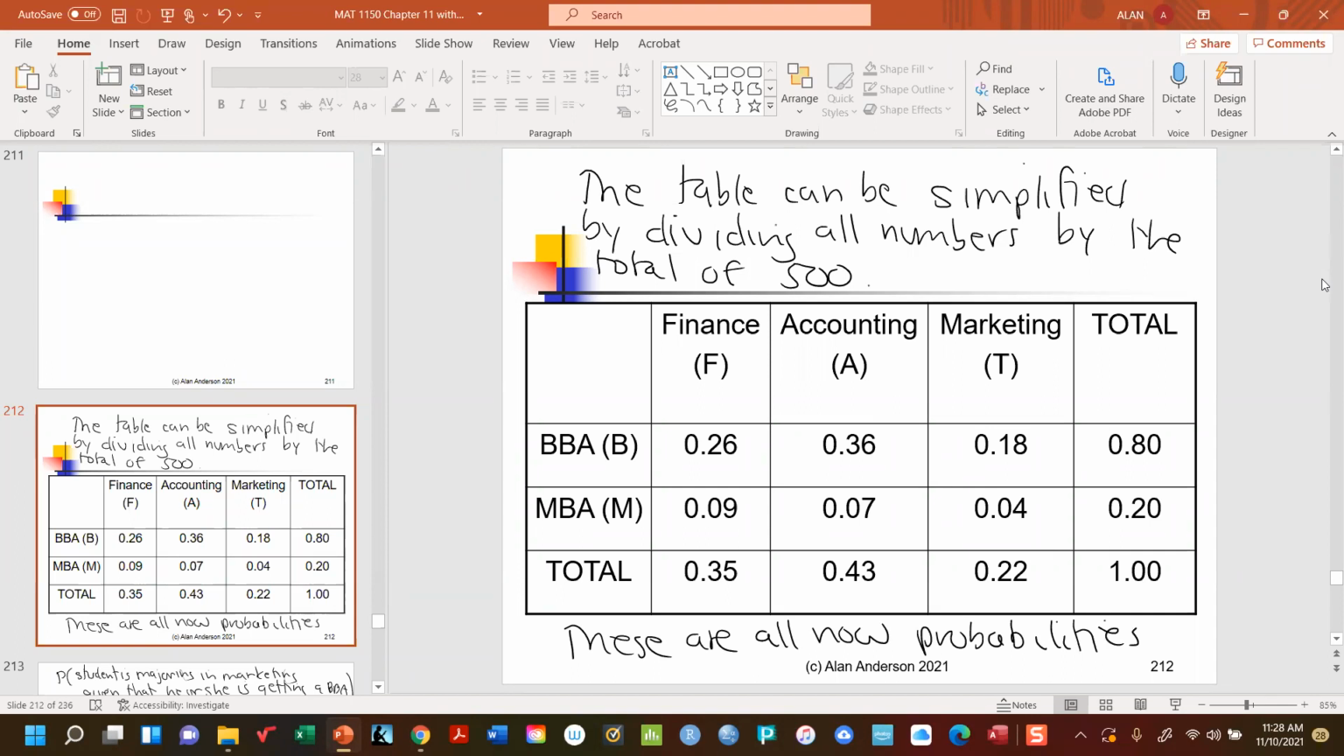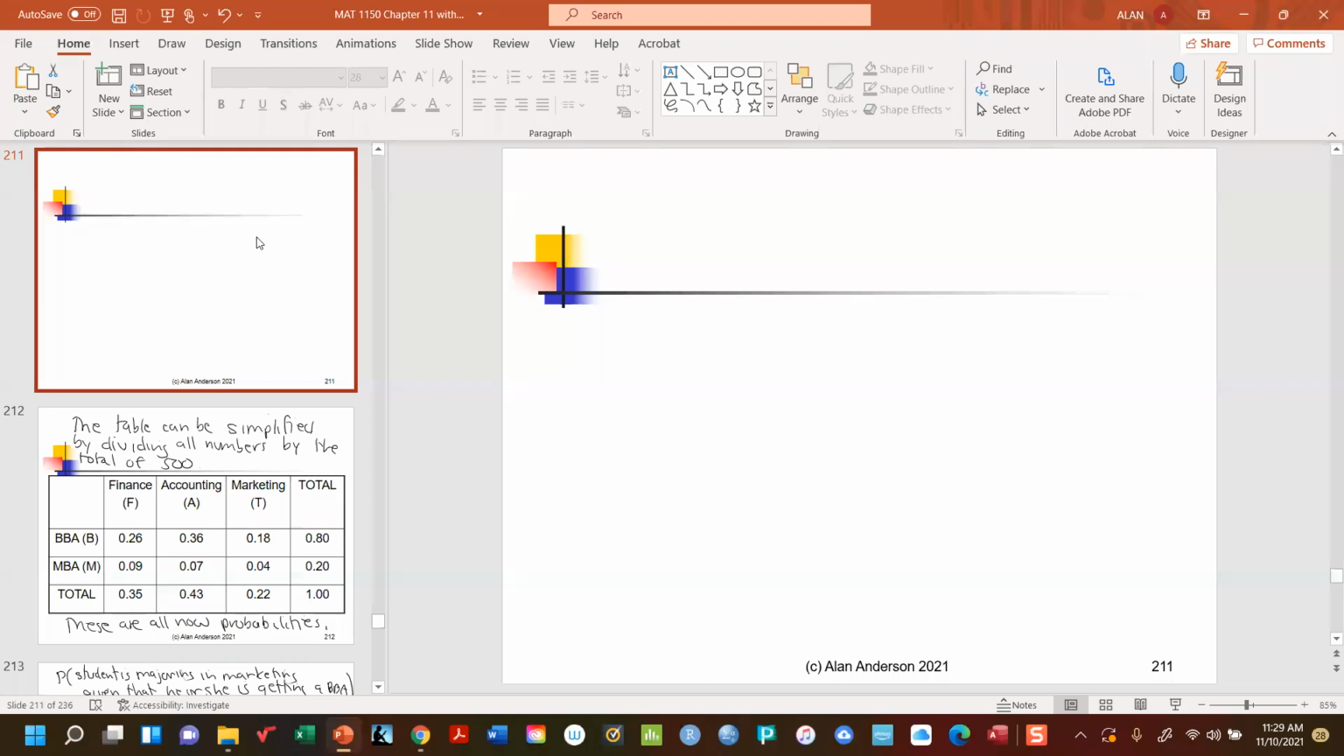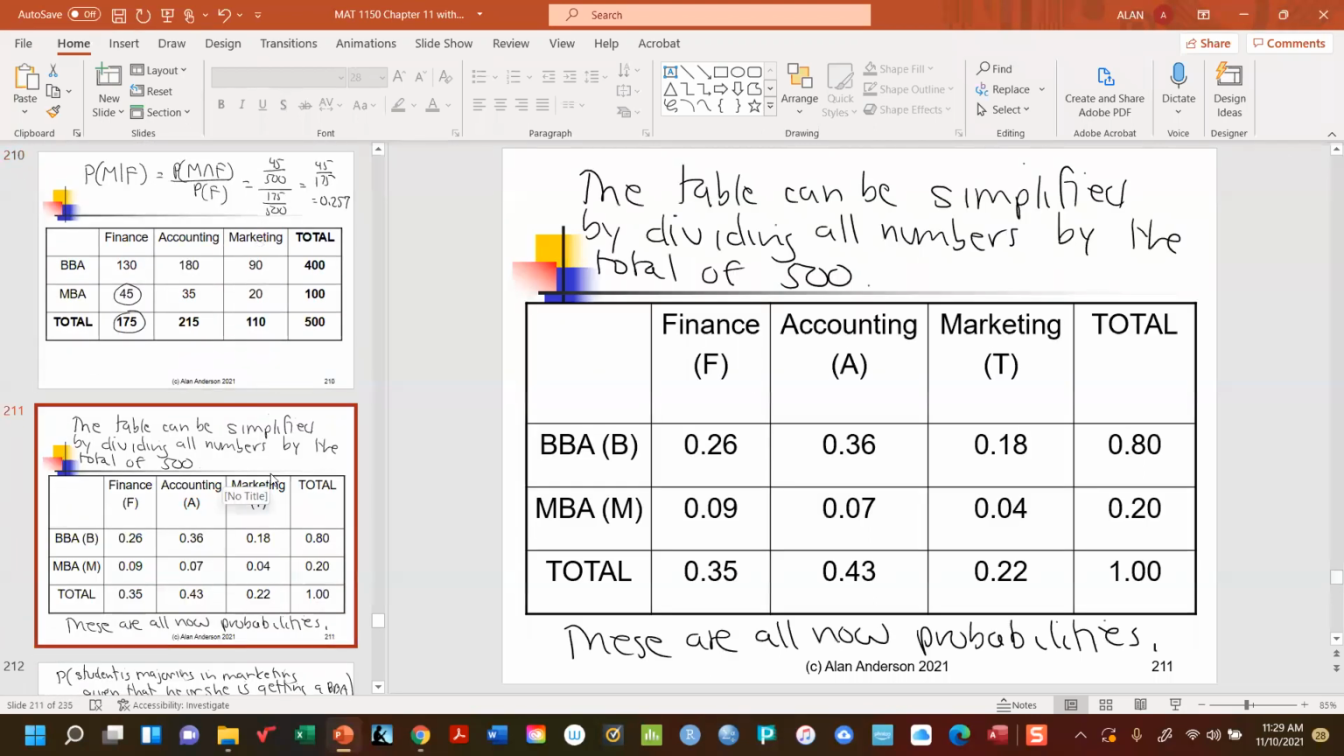So if, let's say, you don't really need to know the exact number of MBA students majoring in accounting, you just need to know that 7% of the students are in that category, this table is probably the easier one. If you do need to know the actual numbers, well, then of course this isn't going to help you. But if all we're interested in is the probabilities, then this might be a cleaner way of calculating them.